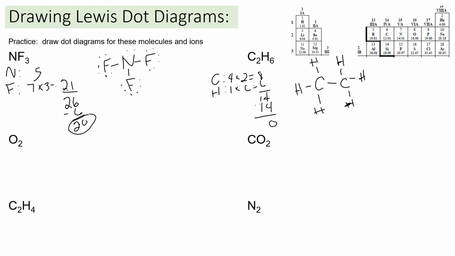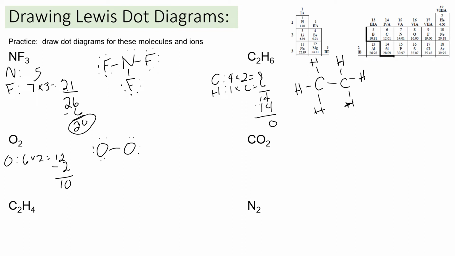Let's go to O2. Oxygen has 6 valence electrons times 2 gives us 12. So we have 2 atoms, so we'll put oxygen next to oxygen and connect them with a bond. So there's our bond. Subtract 2 for the bond, and we have 10 electrons left to make dots. So remember, each oxygen wants 8. Right now it has 2. So I'm going to put 6 dots around this one.